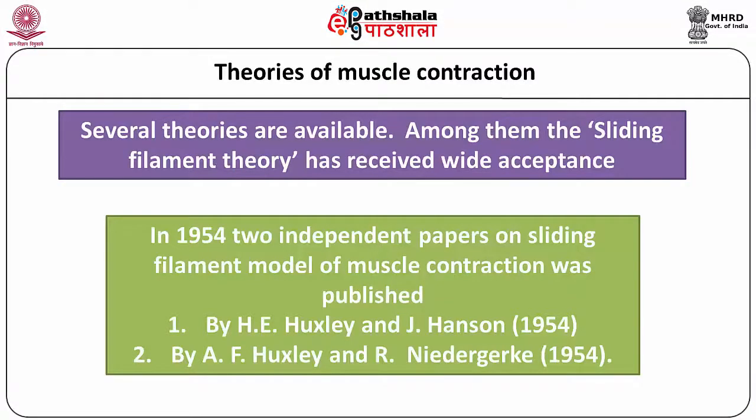In 1954, two independent papers came on the sliding filament theory, or sliding filament model of muscle contraction. The authors were H. E. Huxley and J. Hanson, and in another group the authors were A. F. Huxley and R. Niedergerke. The sliding filament theory is the most accepted theory of muscle contraction to date, since it can explain the majority of the actions in detail. The sliding filament theory explains the contraction process.